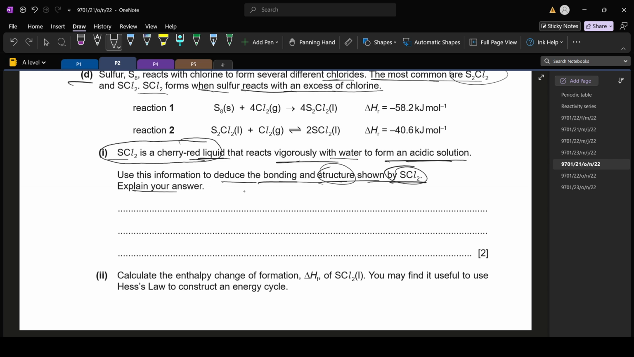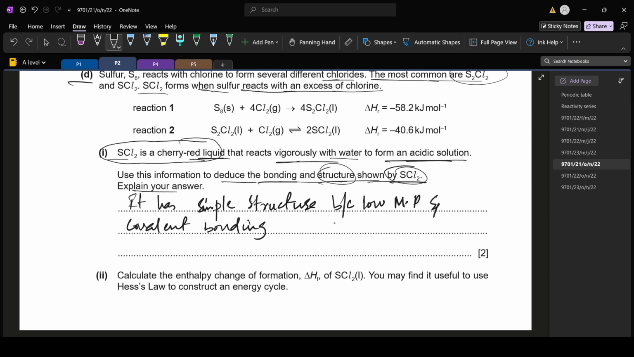Okay. So what is the structure and bonding? It has a simple structure because of the low melting point, and covalent bonding because it is hydrolyzed.